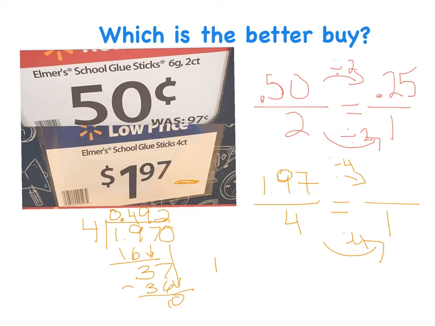I'm going to run out of room, so I'm going to come over here and do 10 minus 8, which will give me 2. And then one more 0. That would be 20. It would go in there 5. But money only has 2 place values. So this 2 right here tells me to let it rest. Remember, 4 or less, let it rest. So this would be 49 cents.